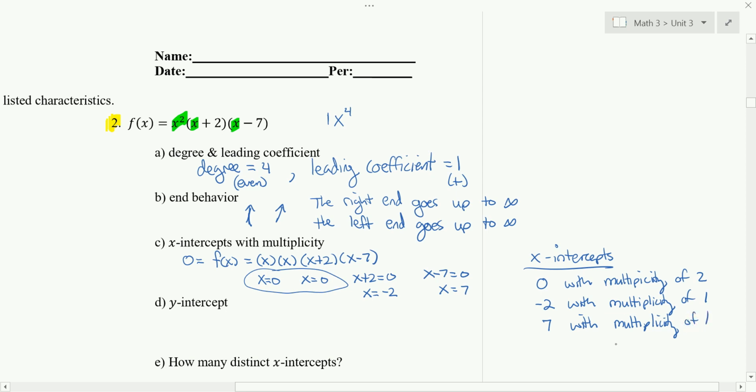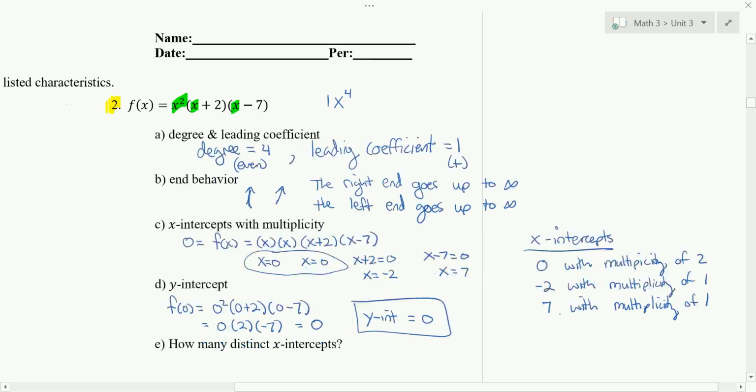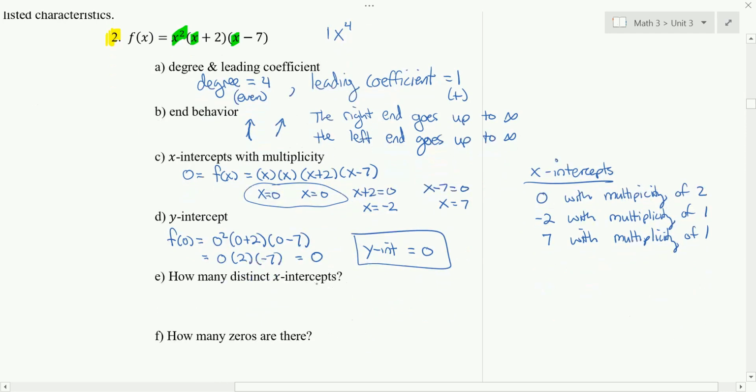To find our y-intercept, we plug in 0 for x. So we evaluate f at 0. And we get 0 squared times 0 plus 2 times 0 minus 7, which is 0 times 2 times negative 7, which is 0. So our y-intercept is 0. How many distinct x-intercepts? We found our x-intercepts, 0, 0, negative 2, and 7. So we have 3 distinct x-intercepts.